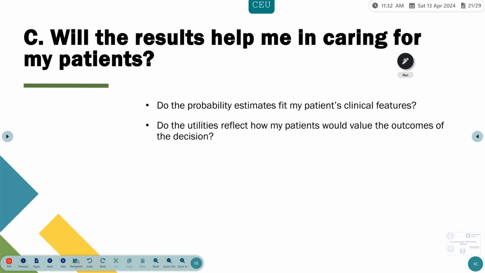So going on to the third part of this analysis. The third part is, will the results help in our patients? For this, two main questions we ask are, do the probability estimates fit my patient's clinical features, and do the utilities reflect how my patients would value the outcomes of the decision? Ideally, in the decision tree we had discussed in the beginning, those probabilities which were assumed and the probabilities we got from data, we need to see if it compares to our patient's clinical features.